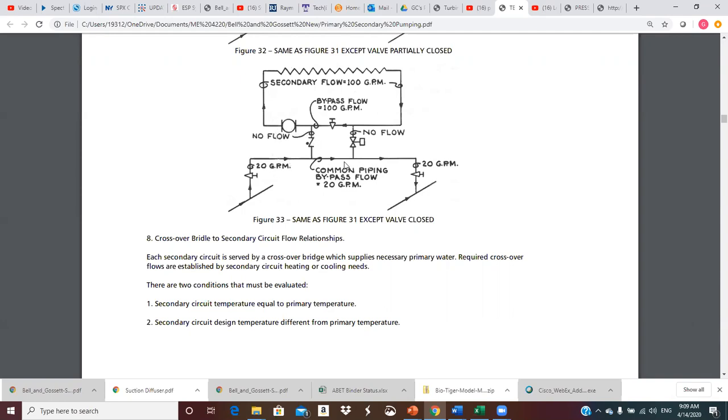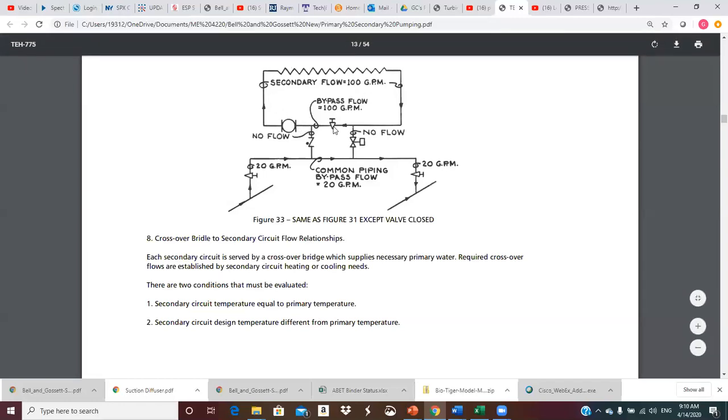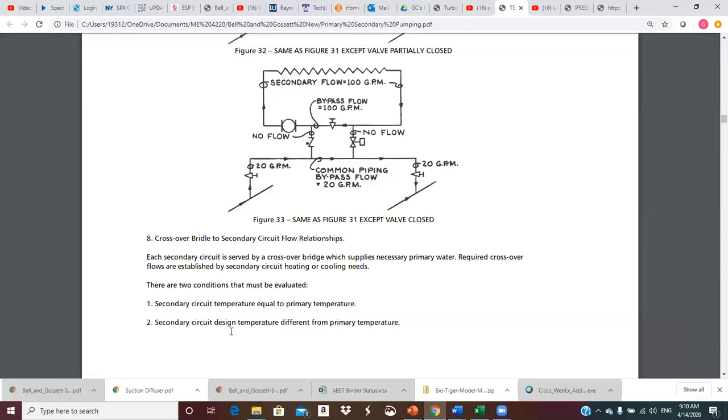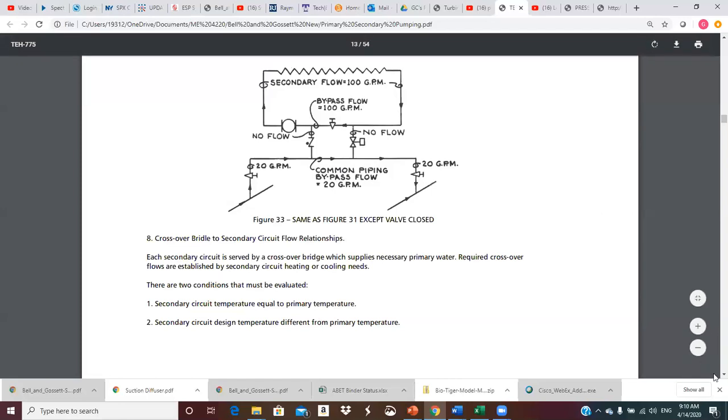This one could be larger, and you could be putting a little bit through the common pipe, but you have to have enough flow. If this temperature is going to be the same as this temperature, then you've got to be able to get all the water from the crossover bridge up into the secondary and circulate it around. And then the other case would be if the secondary circuit design temperature is different from the primary temperature. In a heating situation, this may be cooler up here, and this may be really hot, just because you want to minimize flows in your pipe size and your supply main and return main, that sort of thing. So those are the two possibilities here.